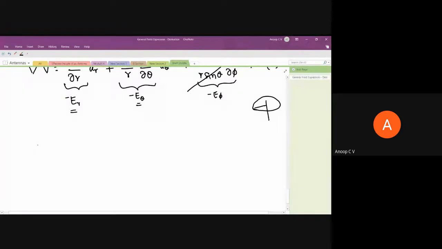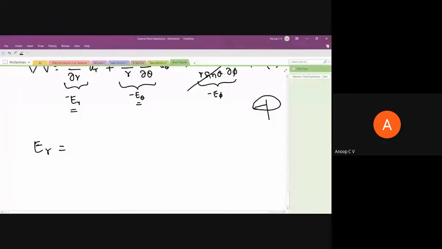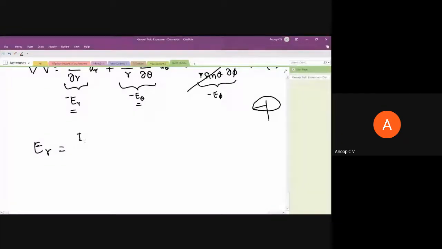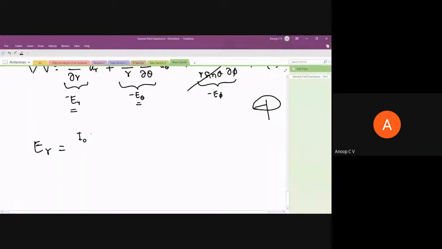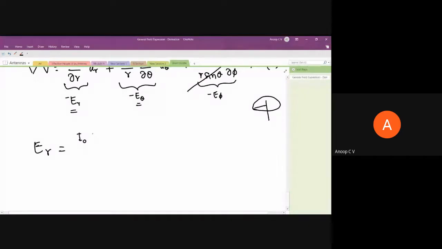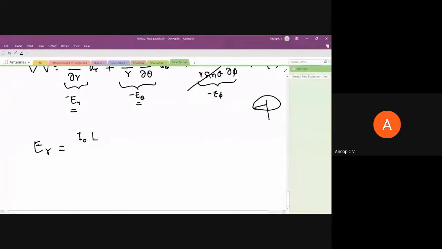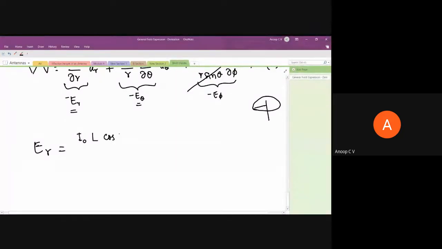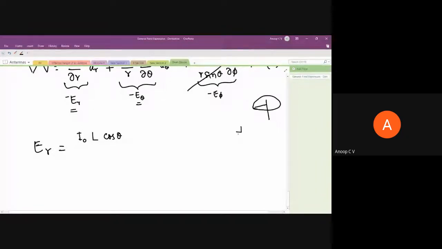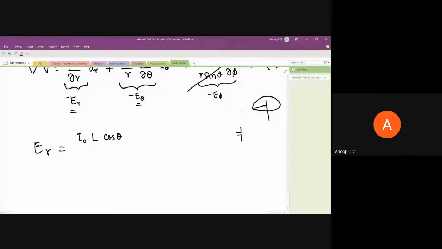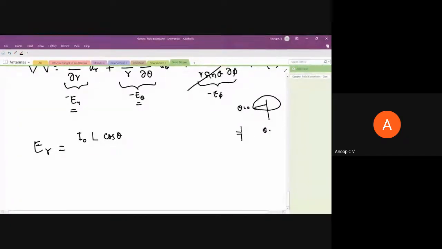So I'll write now E_R, the radial component of the electric field. You can see it's dependent upon I naught. So the more the current, the more the field, and it's dependent upon L. The more the length, the more charge will be accumulated, so the field will be more, and it is proportional to cos theta. What is meant by cos theta? If the dipole is kept like this, this is theta equal to 0, this is theta equal to 90 degrees.